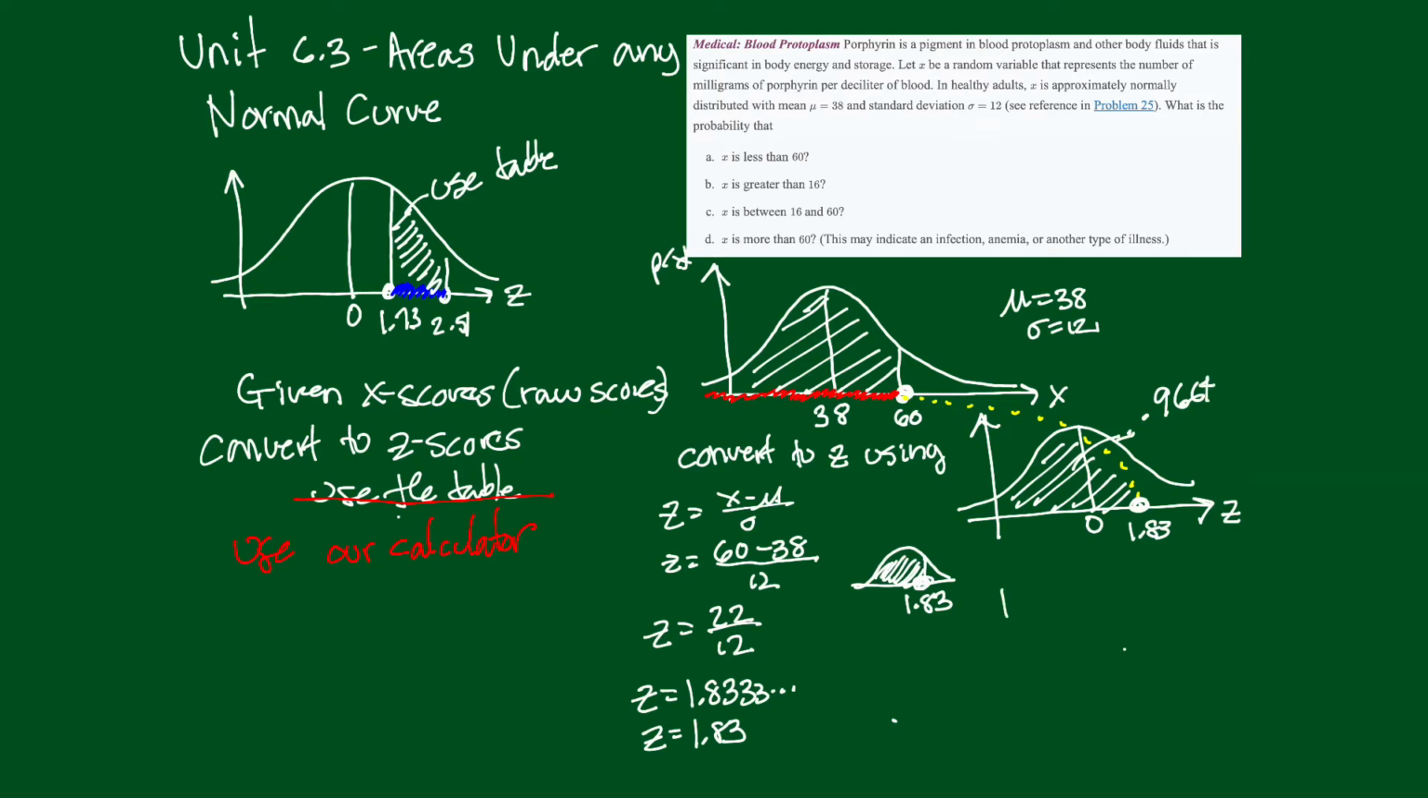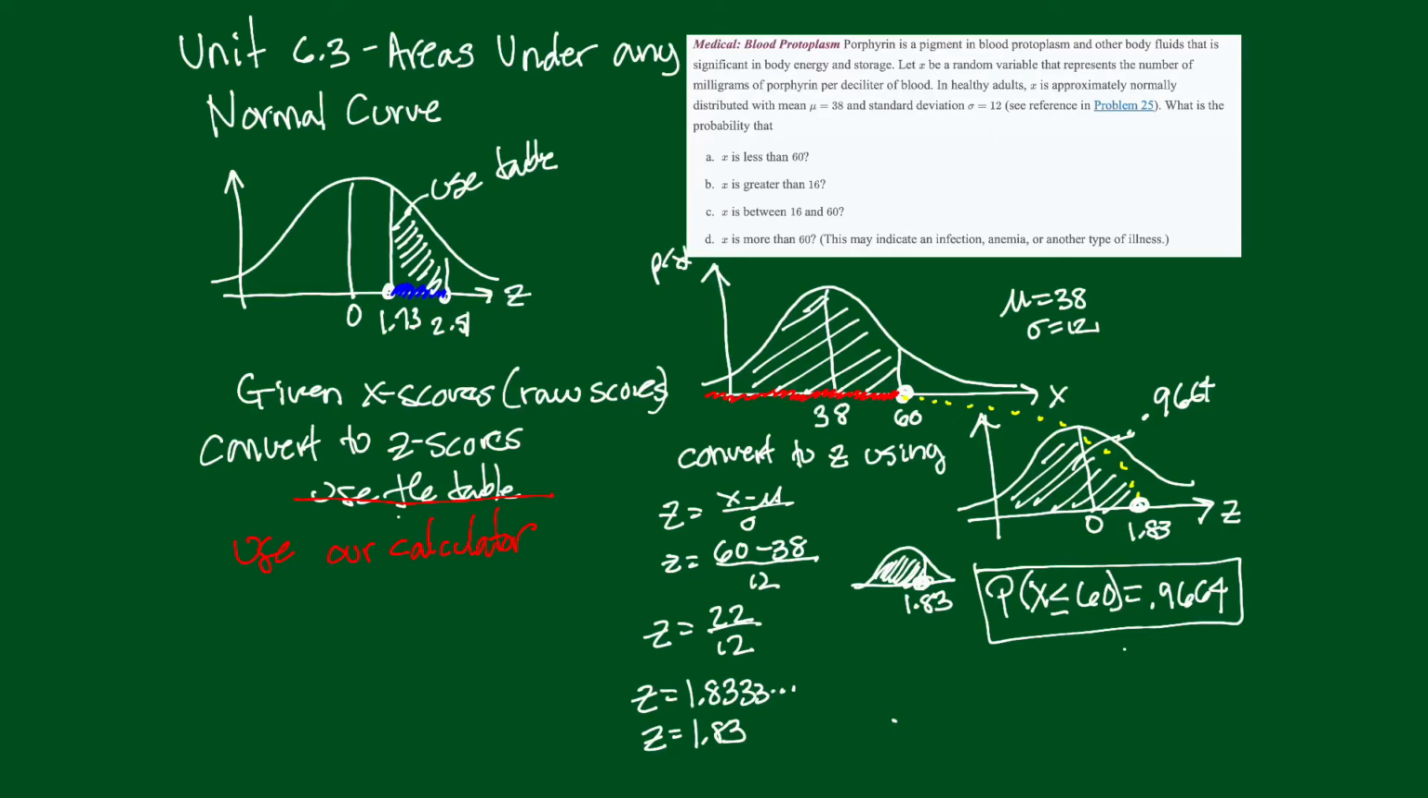All right, so now what we can say is this. The probability that, what was our problem? That x is, say, less than or equal to 60, that is 0.9664. All right, so I started with an x value. I made a conversion to z values, and then I was able to use the table.